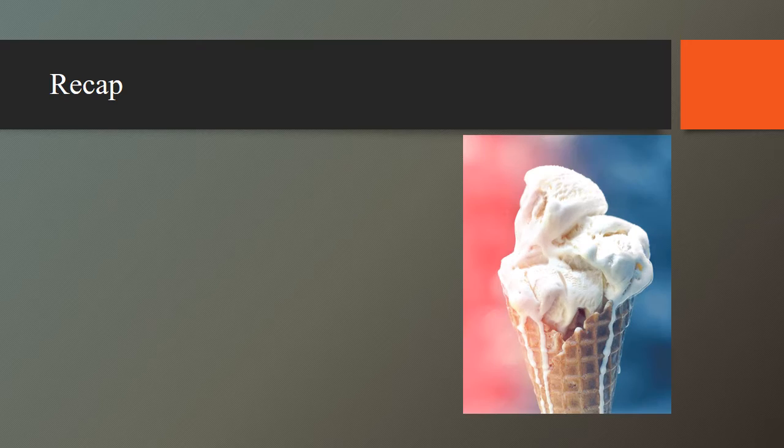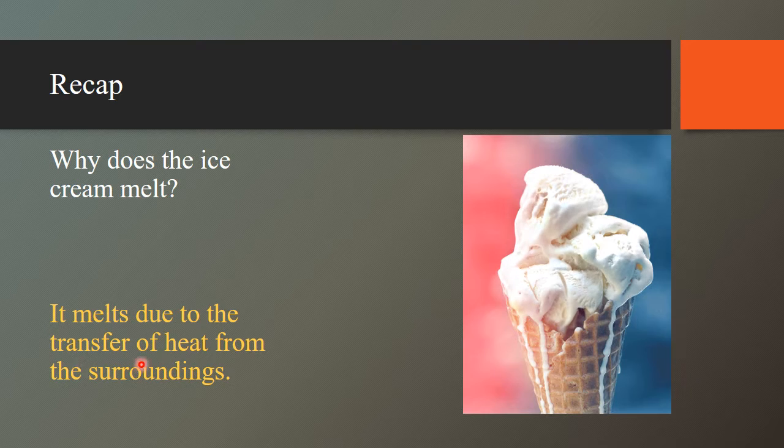First, we shall do a bit of a recap of what we have studied in the previous lesson. What do you see in this picture? Yes, the ice cream is melting. Why does this ice cream melt? Yes, you are right. It melts due to the transfer of heat from the surroundings. As you can observe, ice cream is colder than its surroundings. So heat from the surroundings comes into the ice cream. That is why ice cream is melting.